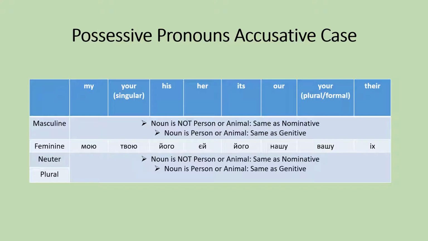Our is naszu. Your plural or your formal is waszu. Their is ich. This concludes Lesson 7 Supplemental.